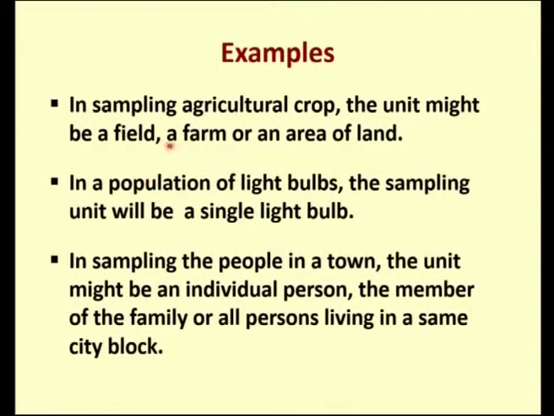In sampling agricultural crops, the unit might be a field. So, this is a statistical unit, that is the sampling unit, a farm or an area of land. In a population of light bulbs, the sampling unit will be a single light bulb. And in the third example, in sampling the people in a town, the unit might be an individual person, a member of the family, or all persons living in the same city block. This is according to the purpose of the sampling survey.